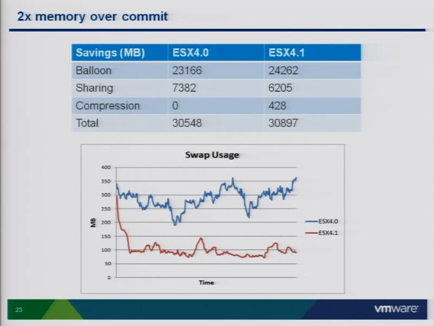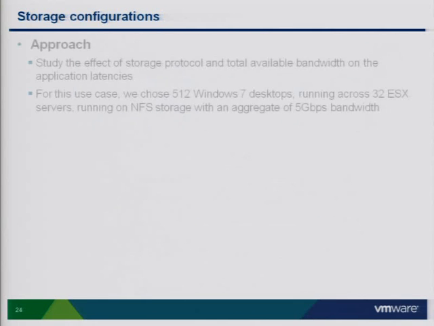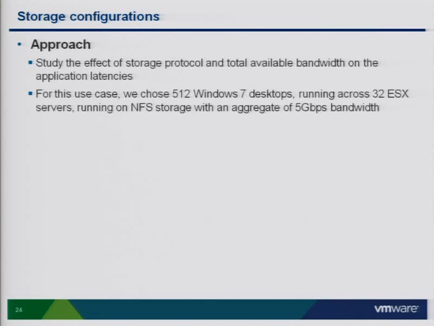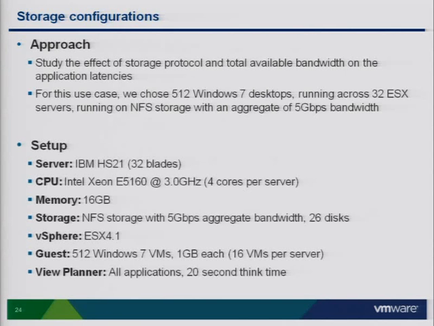Okay, so now let's look at the next use case, the third one, which is the storage. For storage, what we did was we had to test a lot of VMs because we had a big storage array, and we wanted to see how many VMs we could fit on that storage array. So we took 512 Windows 7 VMs, and we ran it on NFS. The sum total of all the bandwidth was 5 gigabits per second. We had 5 links in an LACP link, and we had about 26 disks. So this is the setup details.